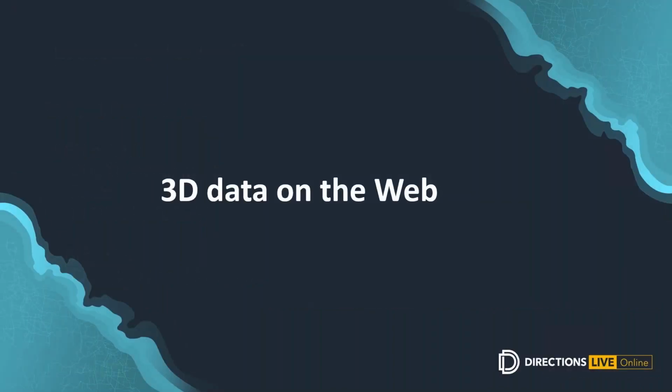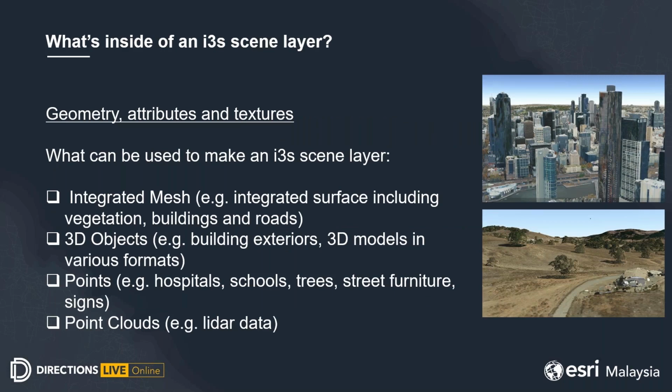And now that brings us to the topic of sharing and publishing three-dimensional data on the web. So what's inside of an I3S scene layer? It's normally geometry, attribute, and texture combined into that mesh. Normally, it's an integrated mesh surface that includes vegetation, buildings, cars, or road, whatever you can find on the surface.